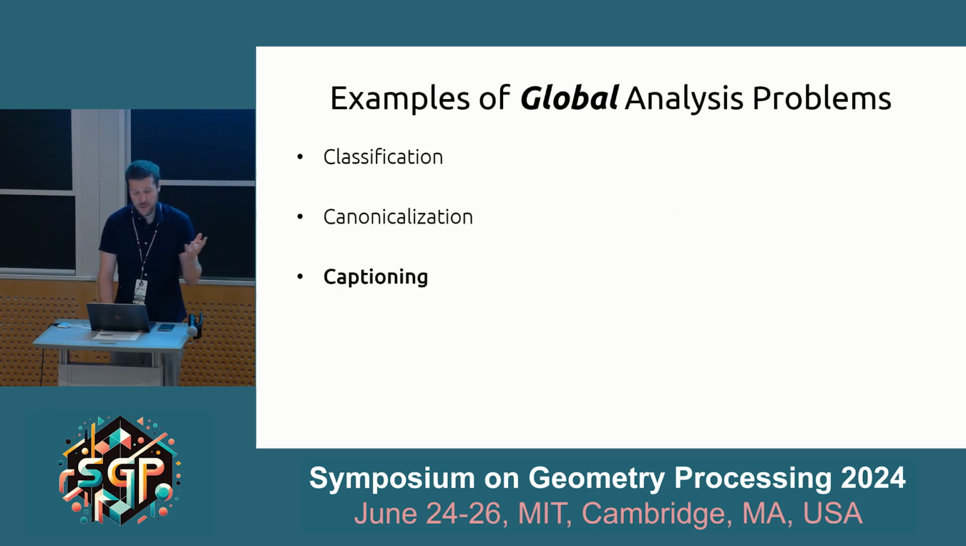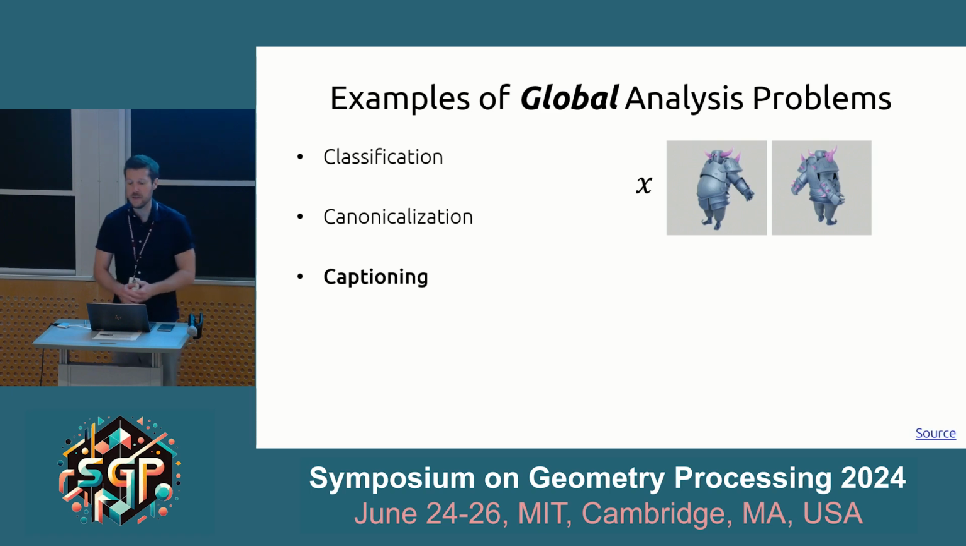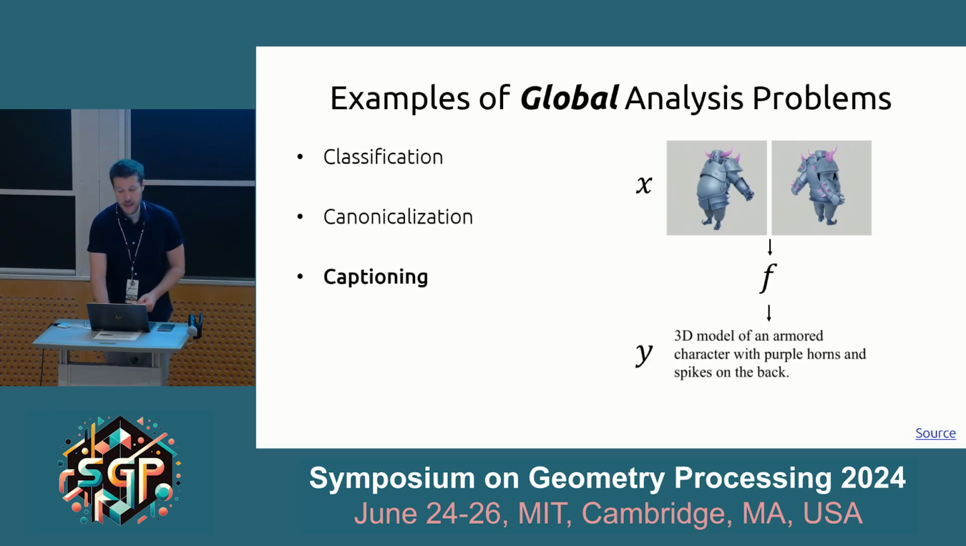Another example that we're starting to see a lot of these days is captioning. Here I have some input shape, represented by a couple of different views. My function is going to produce a text string that describes what that shape is. In this case, a 3D model of an armored character with purple horns and spikes on the back.